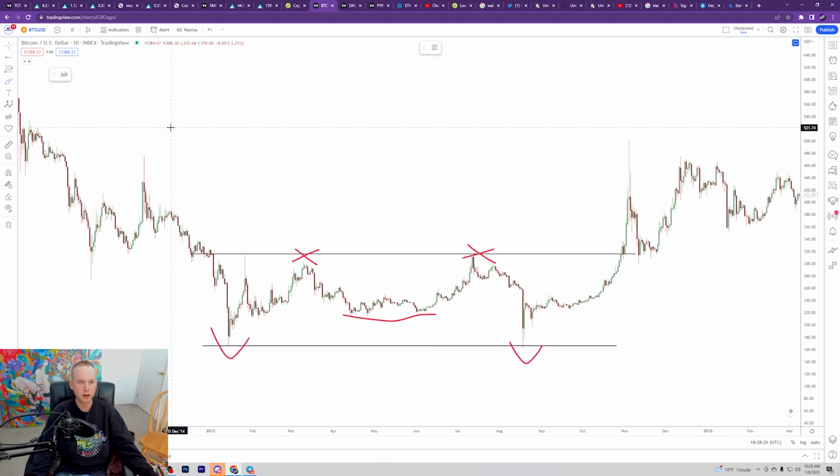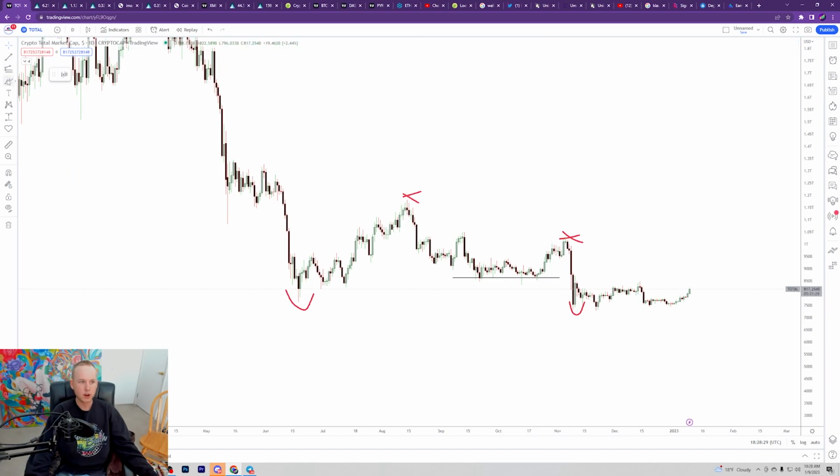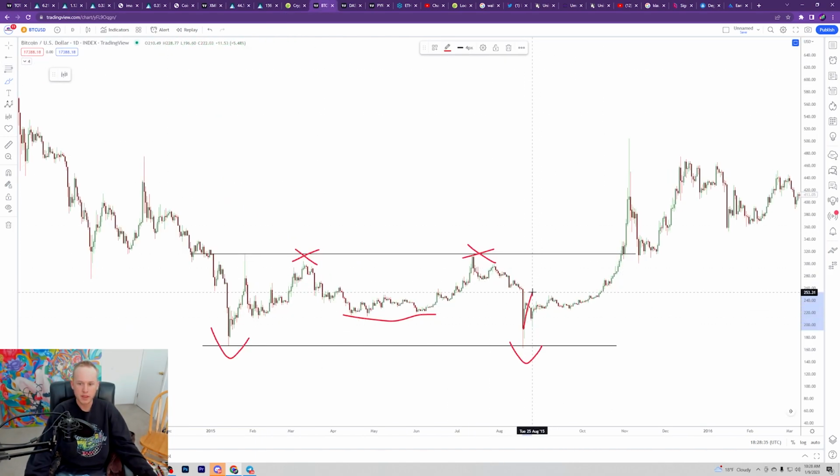If you guys are going to notice here, if we come back to the total market cap, notice how this entire sideways accumulation that we've been in looks pretty much identical to what we saw here after Bitcoin capitulated in 2015, and then that led us to our first breakout and flipping this range right here, right?